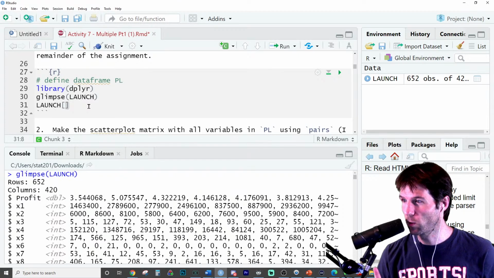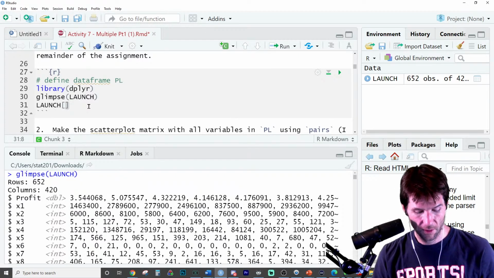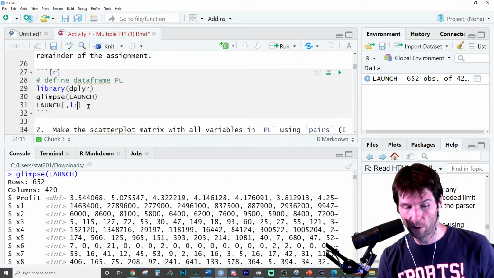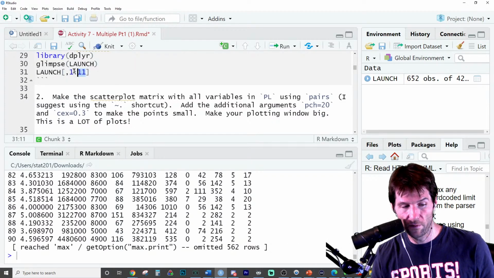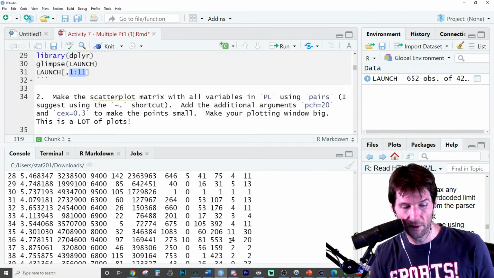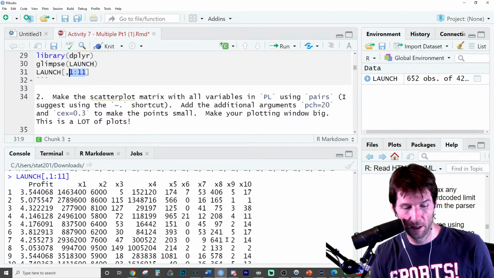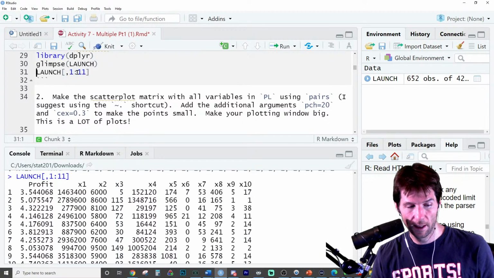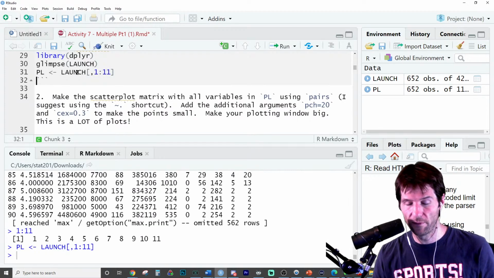Let's go here to launch. Once again, we're not knitting this. Watch out, this would create a lot of output. We're going to take rows 1 through 11. This is just a vector of rows 1 through 11. A lot of printing goes onto the screen, but we can see what we've created right there. Let's call this product launch and save into it.